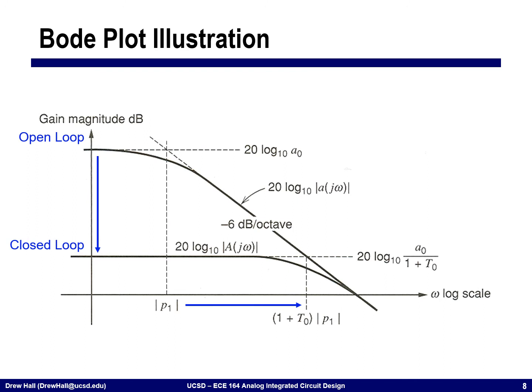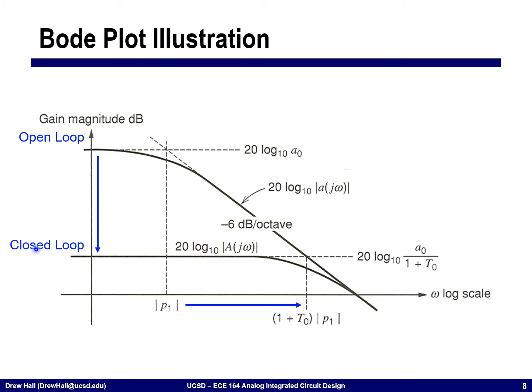All right, so to illustrate this graphically, what I'm showing here is a Bode plot. This upper curve is the gain, or the magnitude of the response, in the open loop structure. You'll see that the DC gain is 20 log 10 A naught. I have a pole right here at P1, and then I roll off at 20 dB per decade.